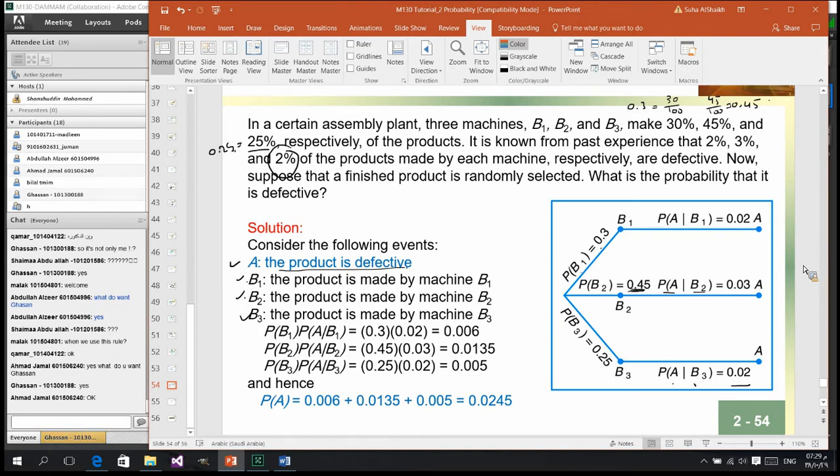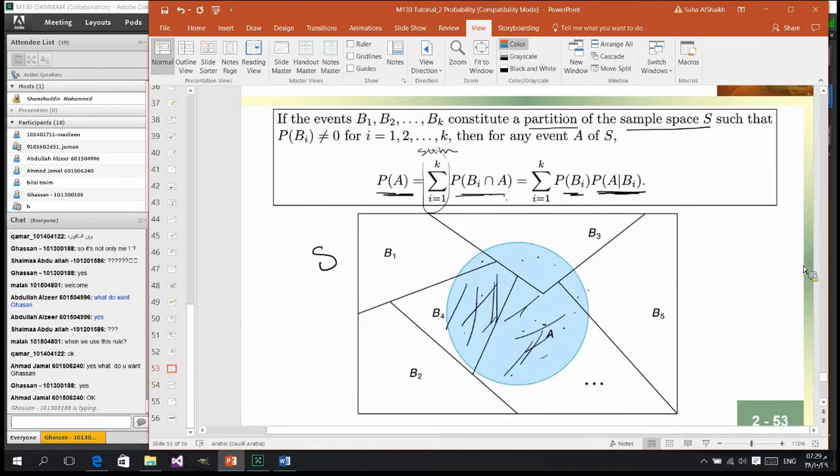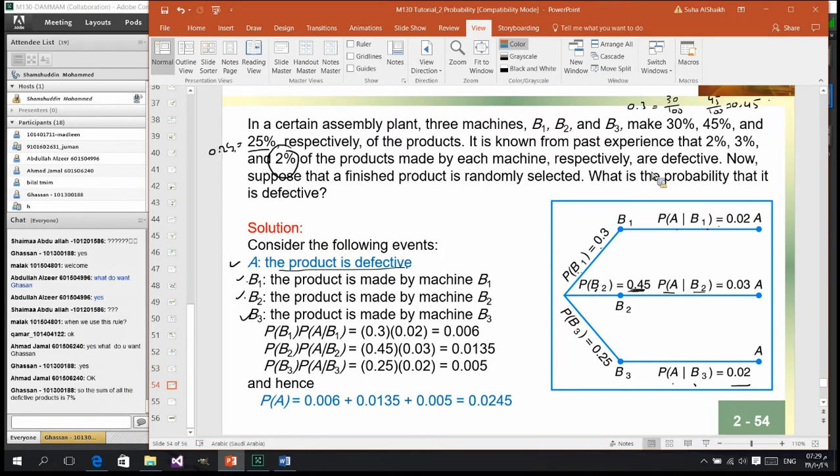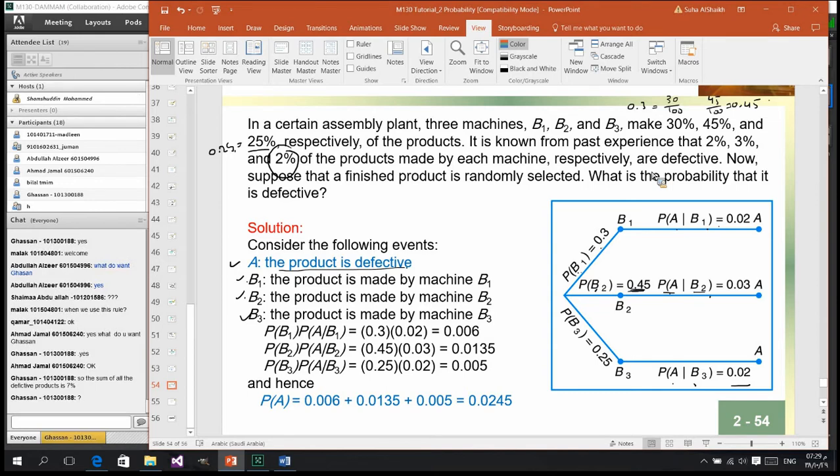So this is the probability of B1. This is the probability of A under the condition of B1. Come back to the rule. The rule said it is the probability of Bi, A under the condition of Bi. Here I have the probability of B1, A under the condition B1. Probability of B2, A under the condition of B2. Probability of B3, A under the condition of B3.